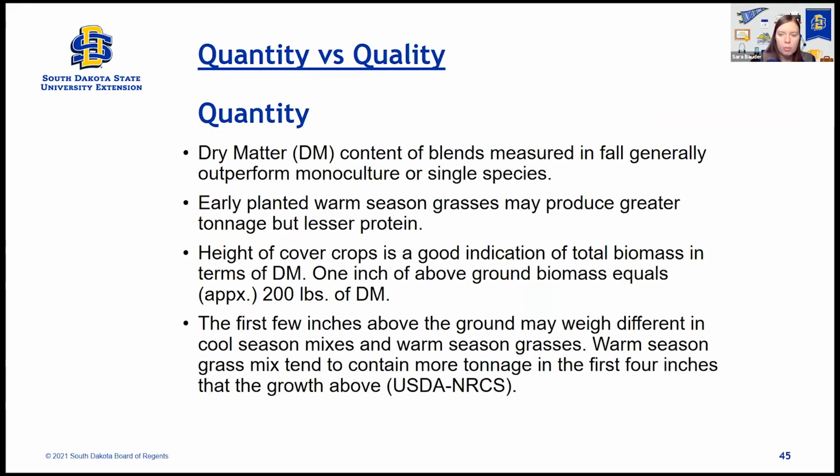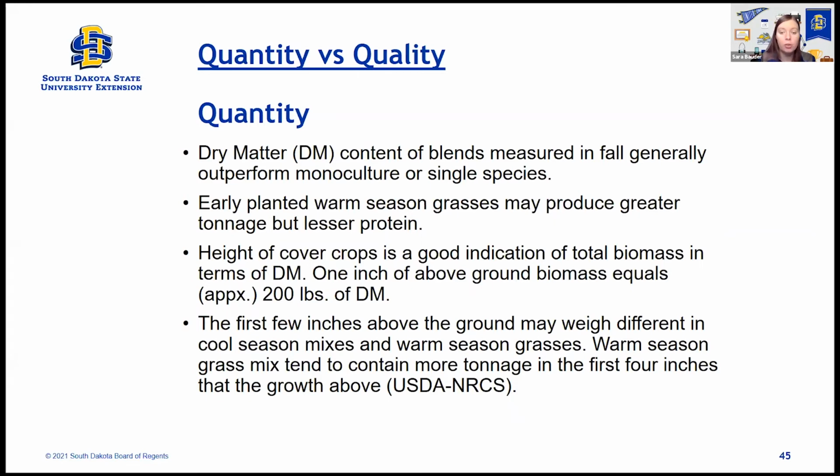So the dry matter content of the blends measured in the fall, typically those are going to outperform a single species. So that's one of the reasons that we suggest blends for grazing. Early planted warm seasons are typically going to produce more tonnage because they had more time to grow, but sometimes we see less protein with those blends. Something to keep in mind.